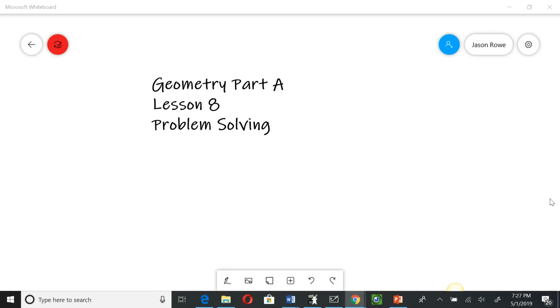This is Mr. Rowe. We're taking a look in Geometry Part A. This is Lesson 8, and we're going to talk about problem solving with triangles. So let's take a look at what we're talking about here.